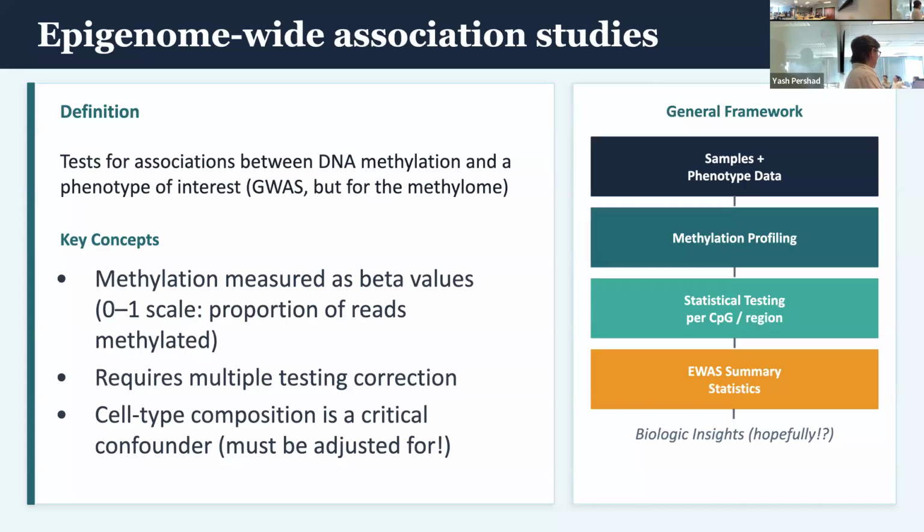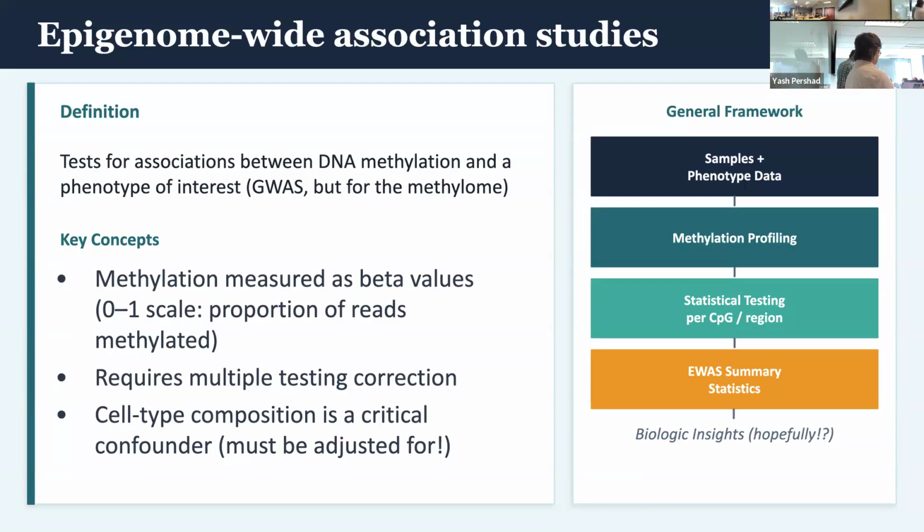Number one, for this use case, I haven't actually implemented any of the binomial modeling, but that would be cool to try. For this use case, I've only talked about beta values. This is a 0 to 1 value representing the fraction of reads that are methylated. Similar to a GWAS, it will require multiple test correction because you're testing hundreds of thousands, if not millions of CpGs. And then cell type composition is a critical confounder.